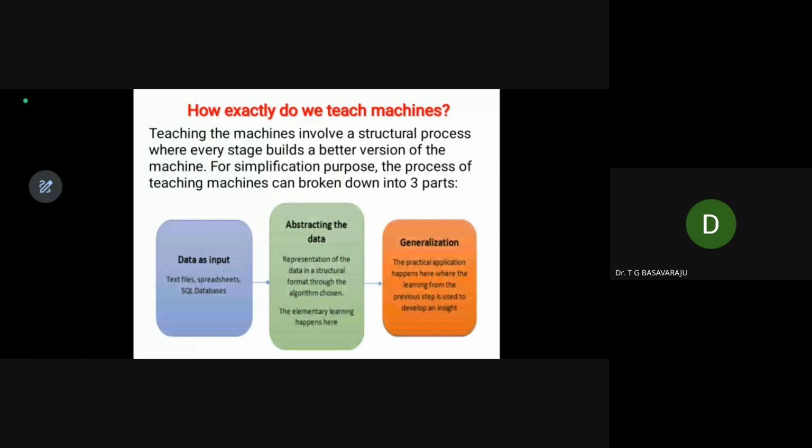So how exactly we teach machines is in three phases. First we take the data as an input, then we do the abstraction of the data, that is, we make the data into the structural format that we require and use the ML algorithms, and this is the elementary learning phase. And then finally we use it for the practical application, where we check with validation.